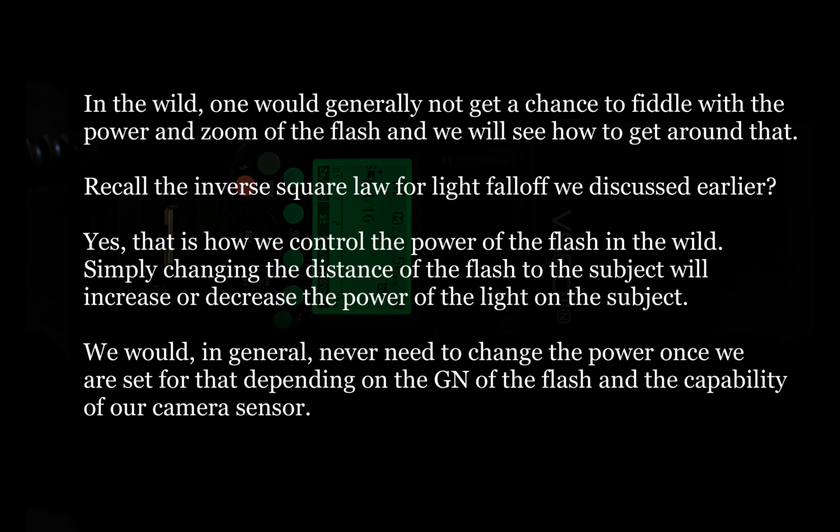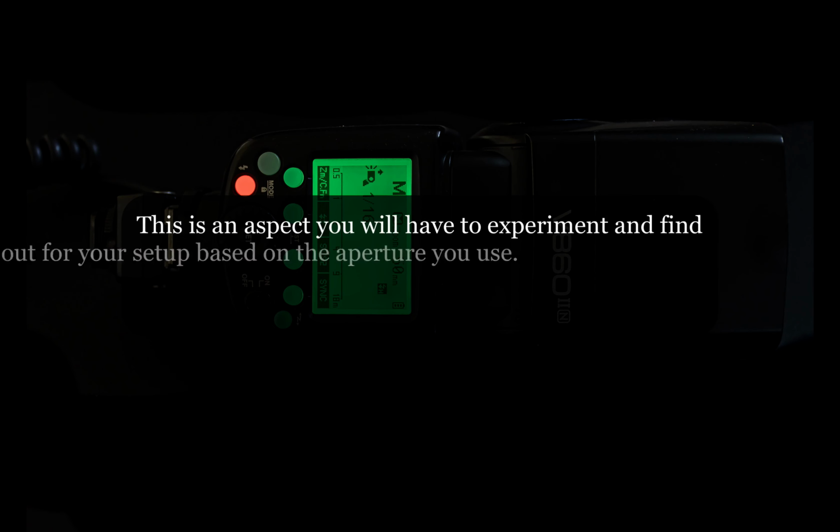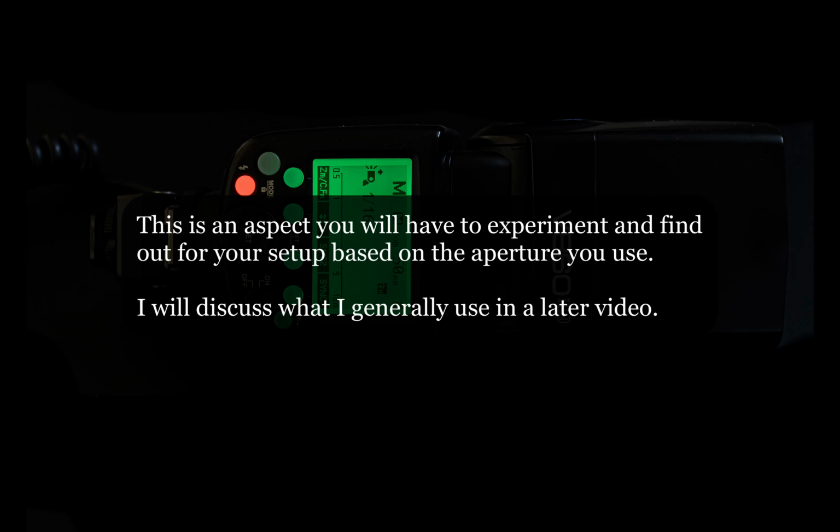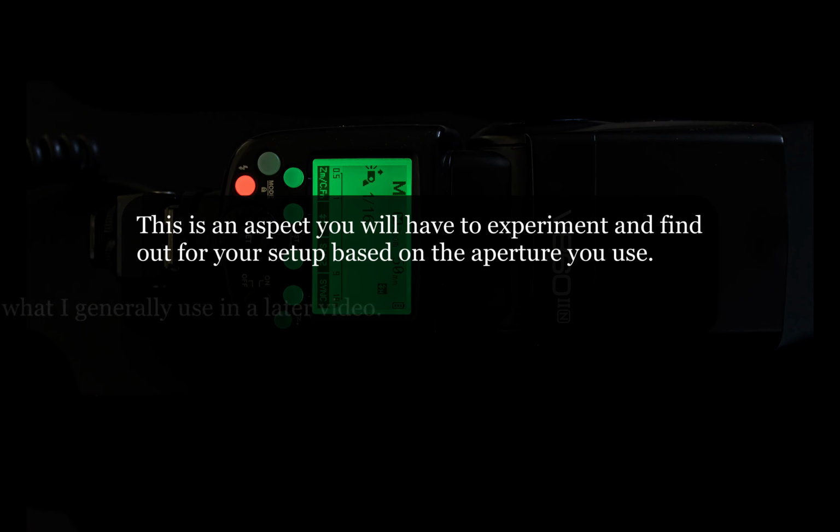In general, you would never need to change the power once we are set for that, depending on the guide number of the flash and the capability of your camera sensor, and of course the aperture you are shooting at. You can just increase or decrease the power of the flash by changing the distance of the flash from the subject. This is one of the places where you will have to experiment and find out for your own setup based on the aperture you use. I will of course get into what I use in a later video.